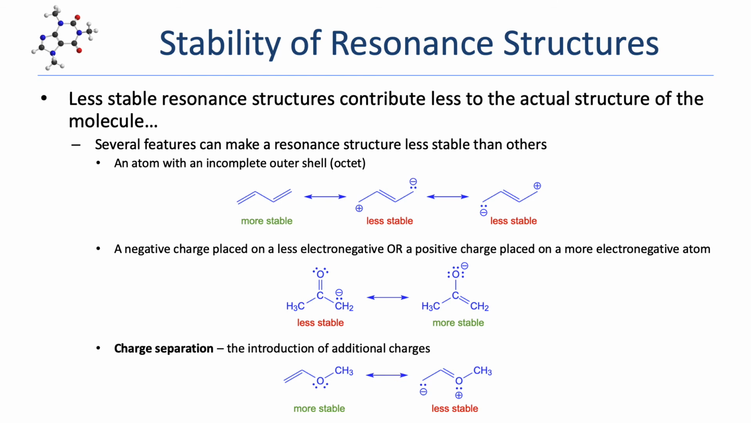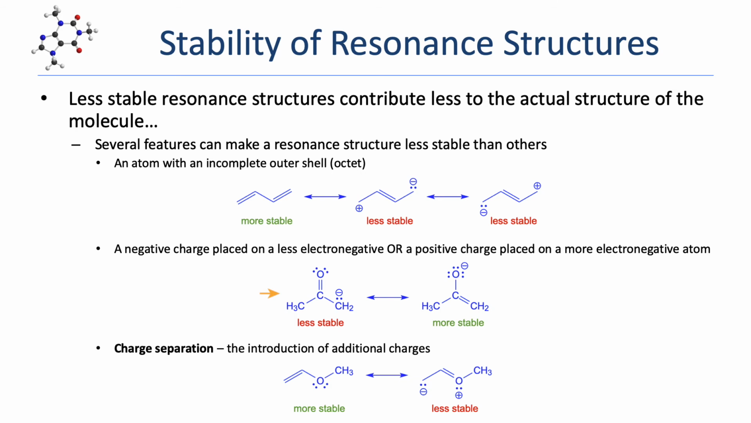As a consequence, 1,3-butadiene has more double bond character on its outer carbons than between its inner 2 carbons. Another thing that can destabilize one resonance structure compared to others is putting charges in bad places. Placing a negative charge on a less electronegative atom or a positive charge on a more electronegative atom is going to destabilize one resonance structure compared to another.